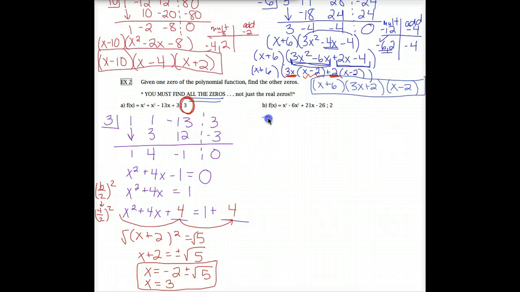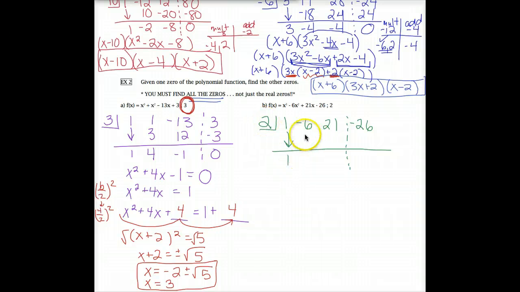All right, so here my 2 goes in my box because that's what's over here. My coefficients, the x cubed coefficient is 1. The x squared coefficient is negative 6. The plain x is 21, and my constant is negative 26. So draw in my lines, bring down my first coefficient, and now start my synthetic division.